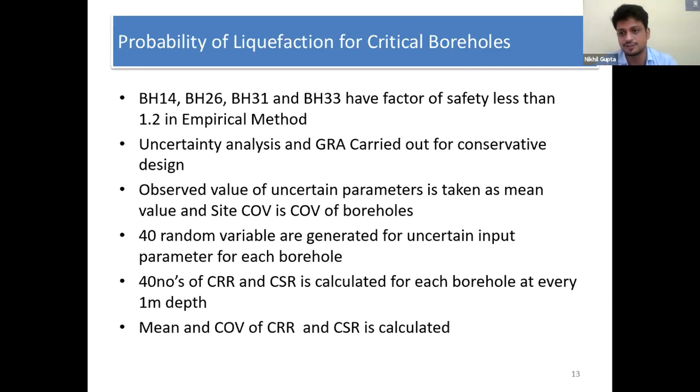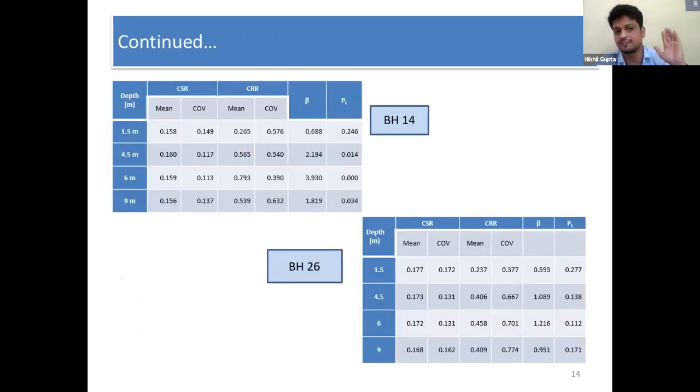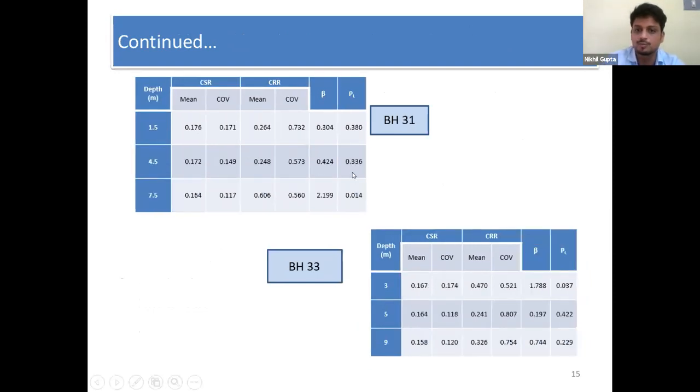From this mean and coefficient of variation, we can calculate the probability of liquefaction for these 4 critical boreholes. Here it is observed that for borehole 14, the probability of liquefaction at the upper layer is 24%, and for borehole 26, it is also 27%, and for borehole 31, at the upper layer it is 38%, and up to 5 meter depth, it is 33%. It means it is more prone to liquefaction.